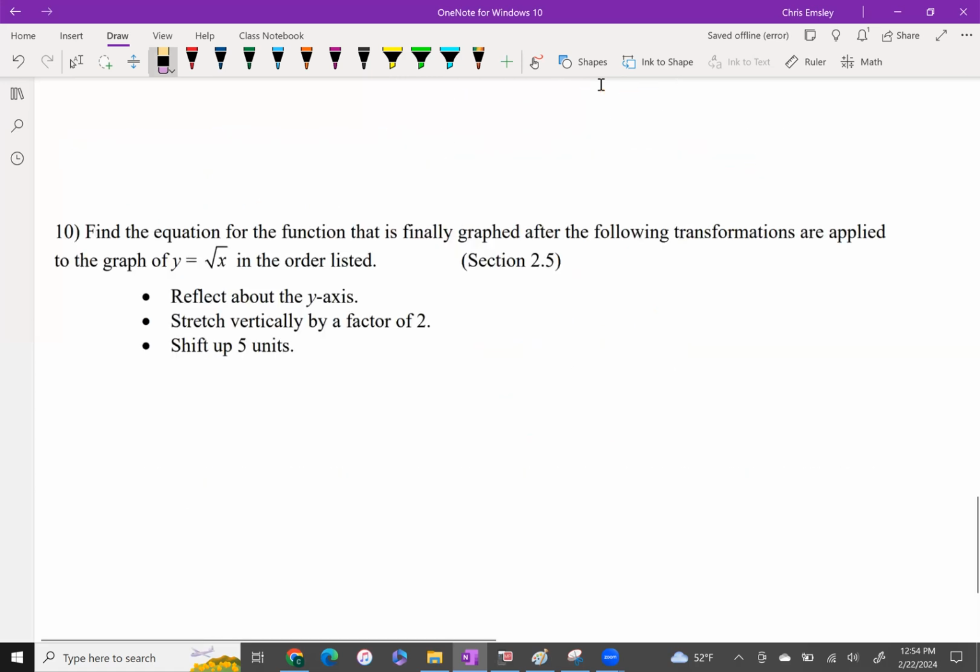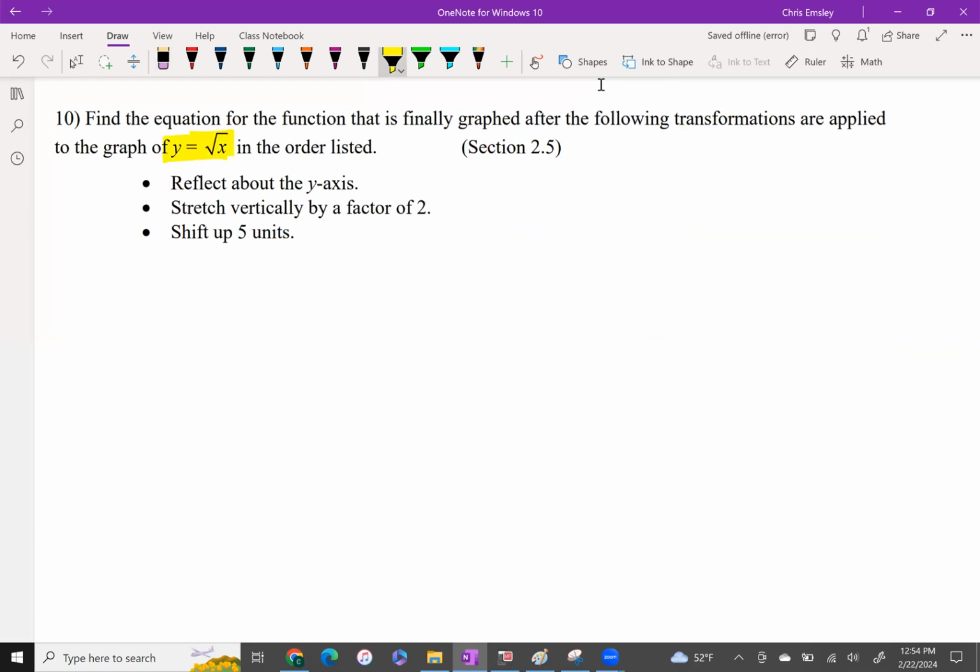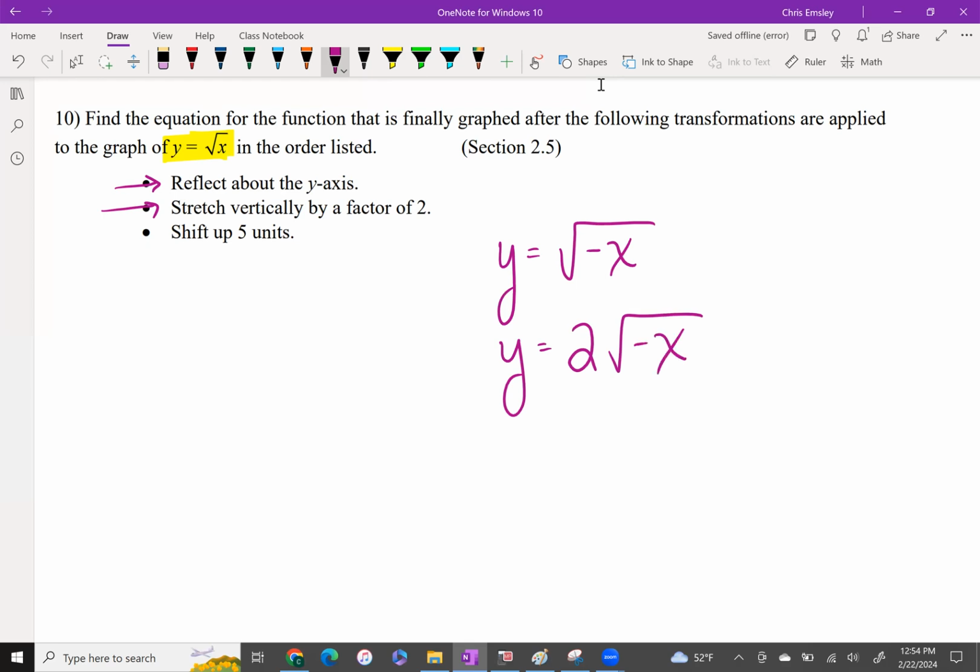Number 10, similar question. This time, though, notice we're looking at the square root as our parent function. So we want to, again, just look at these step by step. First, we are going to reflect about the y-axis. So reflecting about the y-axis, that is a horizontal transformation. So that negative sign is going to be not out front like it was in the last one, but inside our function, inside the square root in this case. Next, we're going to stretch vertically by a factor of 2. So vertical change is outside of the radical, and stretching by 2 is multiplying by 2. And lastly, we want to shift up 5 units. That, again, is a vertical change, so it's outside of the radical, and it is a plus 5 here at the end.